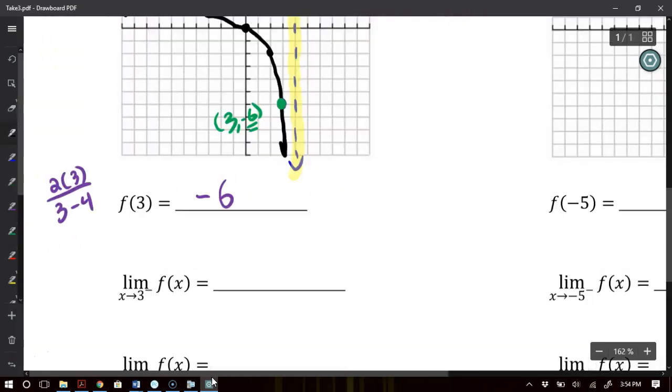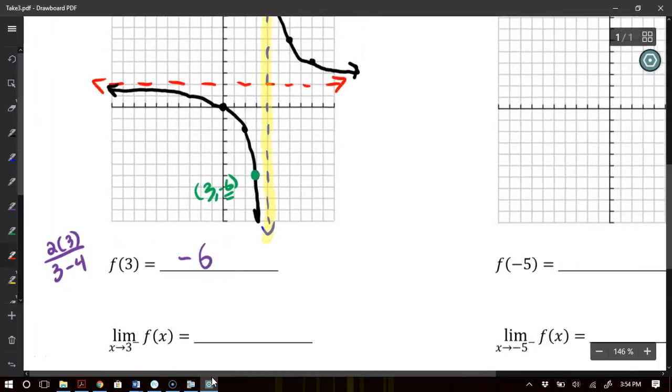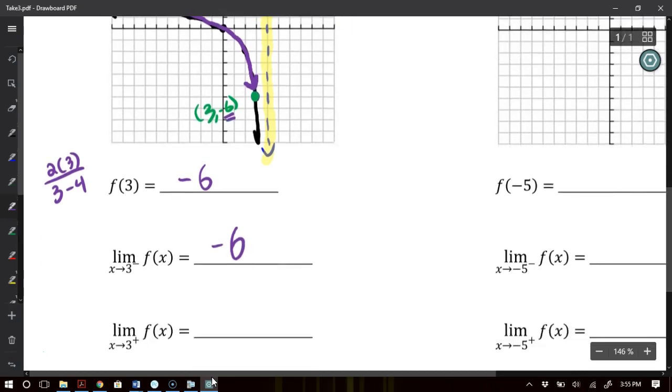Now, the next part is check it from the left side. As I draw my graph from the left side, what is the graph pointing at? So as I come from the left side, and let me use a different color, as I approach 3, so I'm at 2, 2.5, 2.75, 2.8, 2.9999999. As I approach 3, what is the graph pointing at? What y value? And it looks like I'm still pointing right at the same coordinate. I'm pointing at -6.